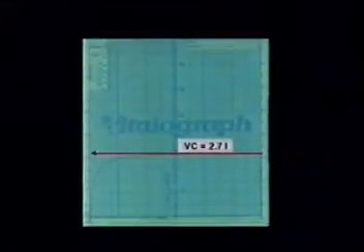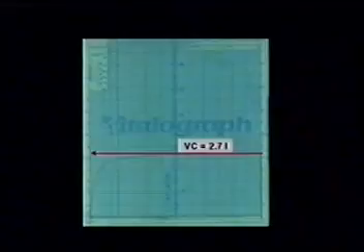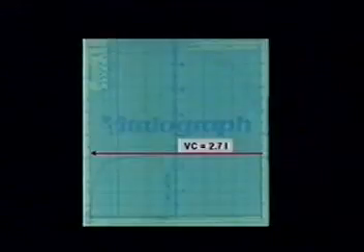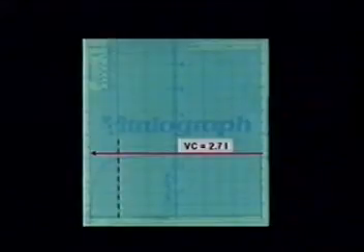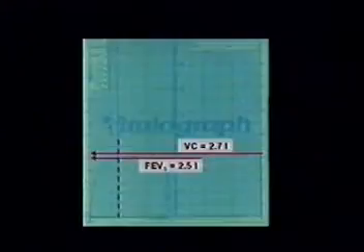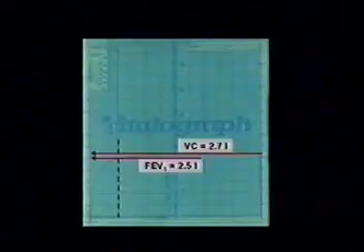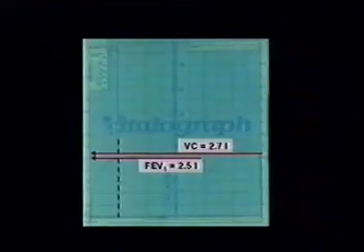This is the tracing we have obtained from this vital graph or the spirometer. Here, the vital capacity, the maximum volume of air blown out, is 2.7 liters. FEV1 is defined as the amount of air that has been expired during the first second. In this case, it is 2.5 liters.